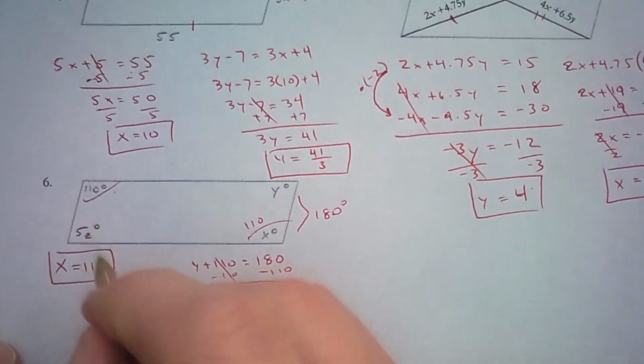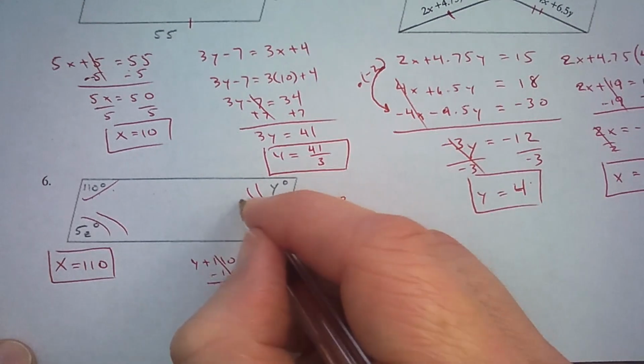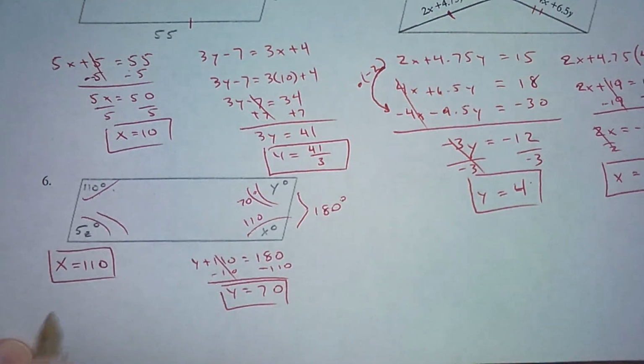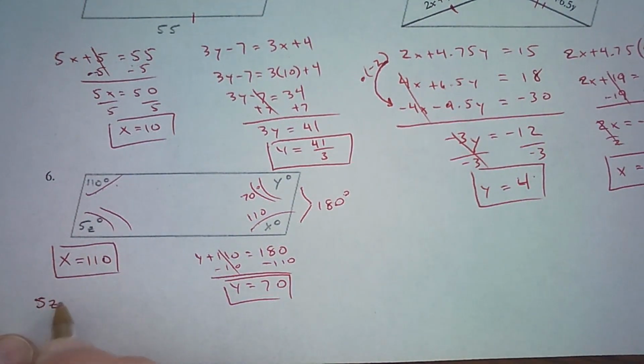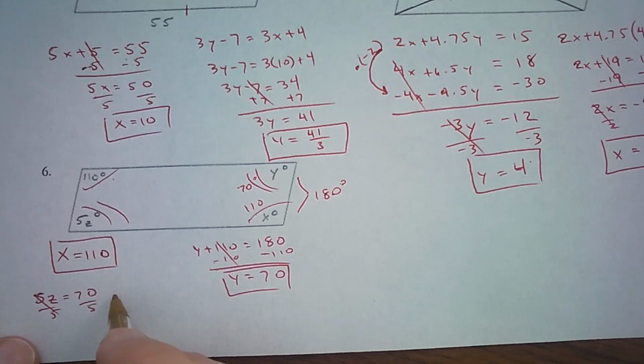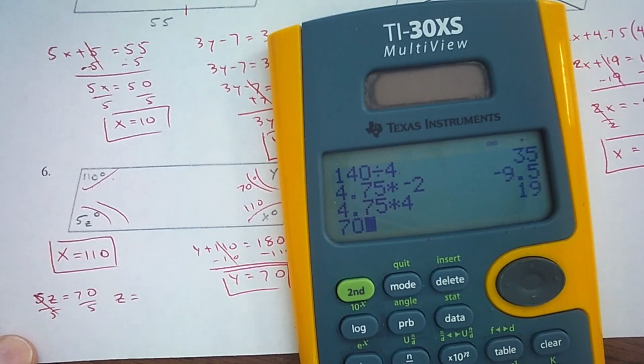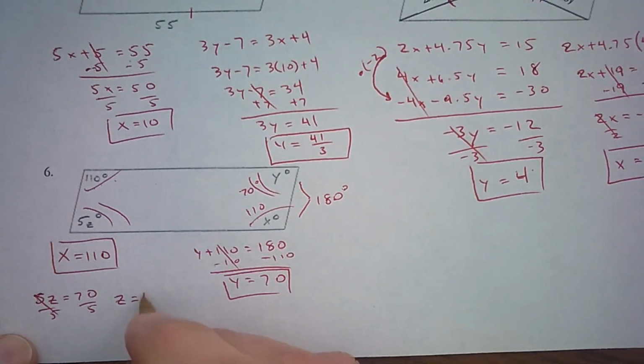Okay? And I can use these opposite angles being congruent to get z. Since I know this over here is 70 degrees, I can say that 5z is equal to 70. And I can divide both sides by 5. Okay, so 70 divided by 5 is 14.